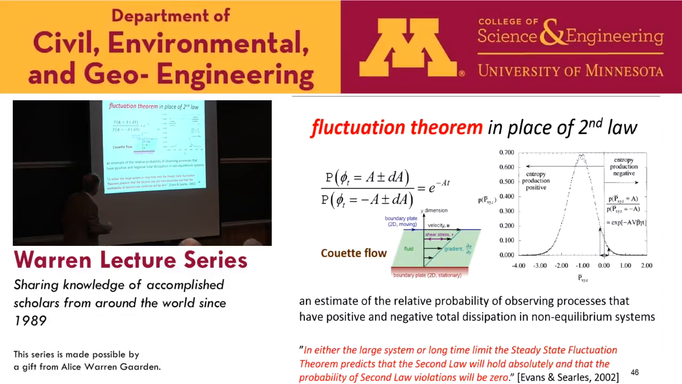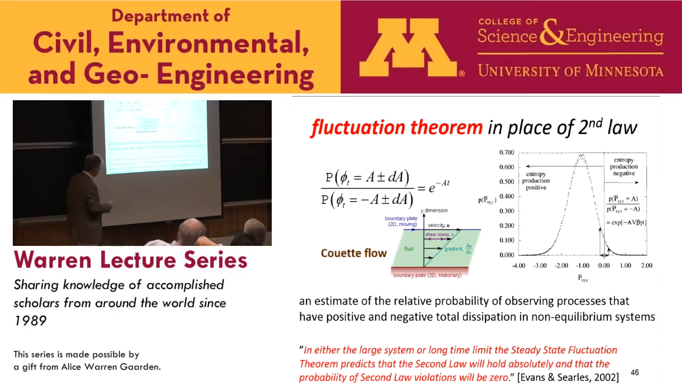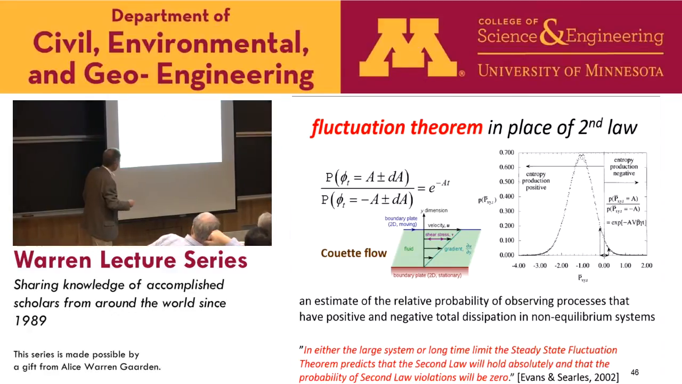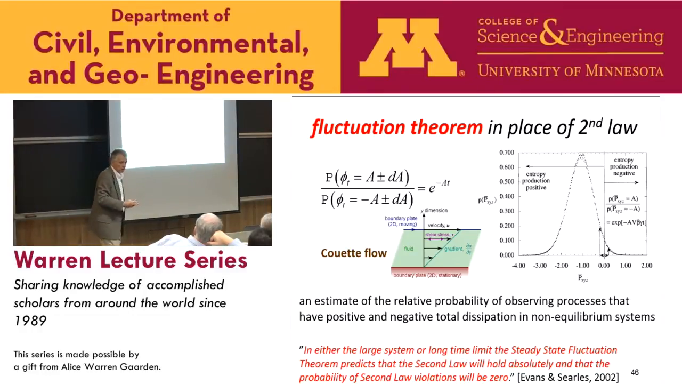In either a large system or long time limit, the steady state fluctuation theorem predicts that the second law will hold absolutely and that the probability of second law violations will be zero. So overall, for a whole system, there's no violation of the second law, but locally there may be. There may be some negative behaviors which are completely counterintuitive to us.